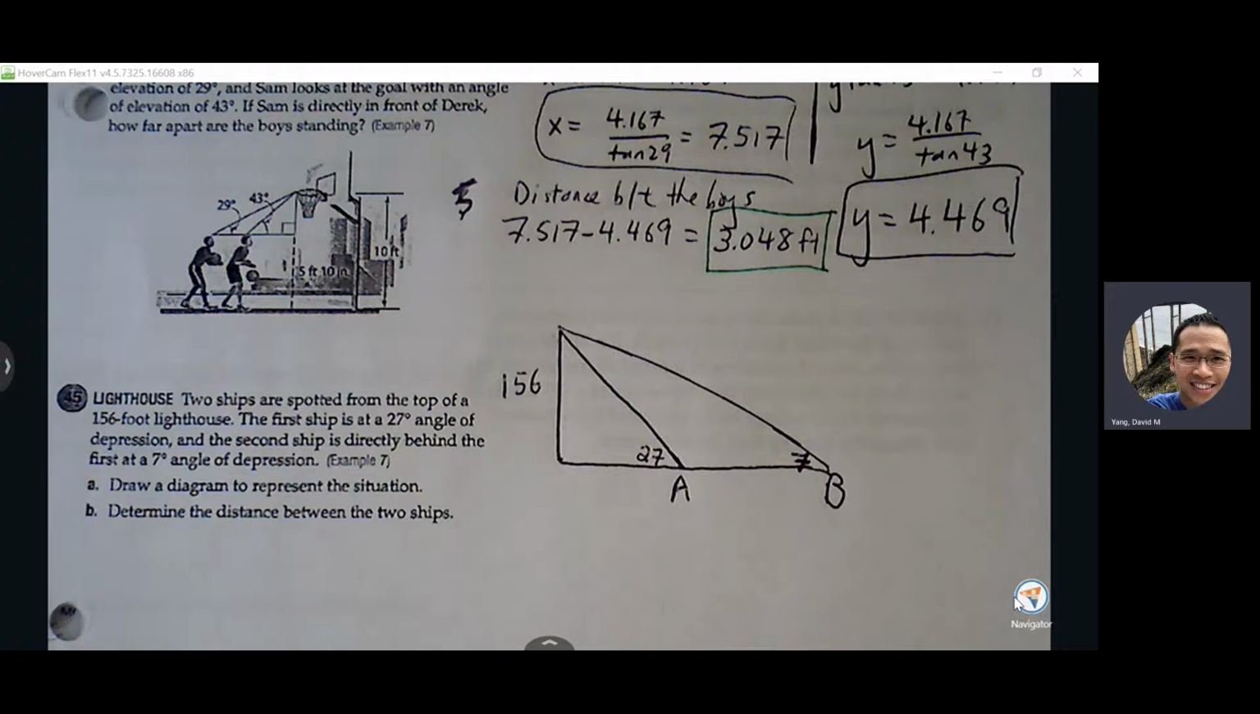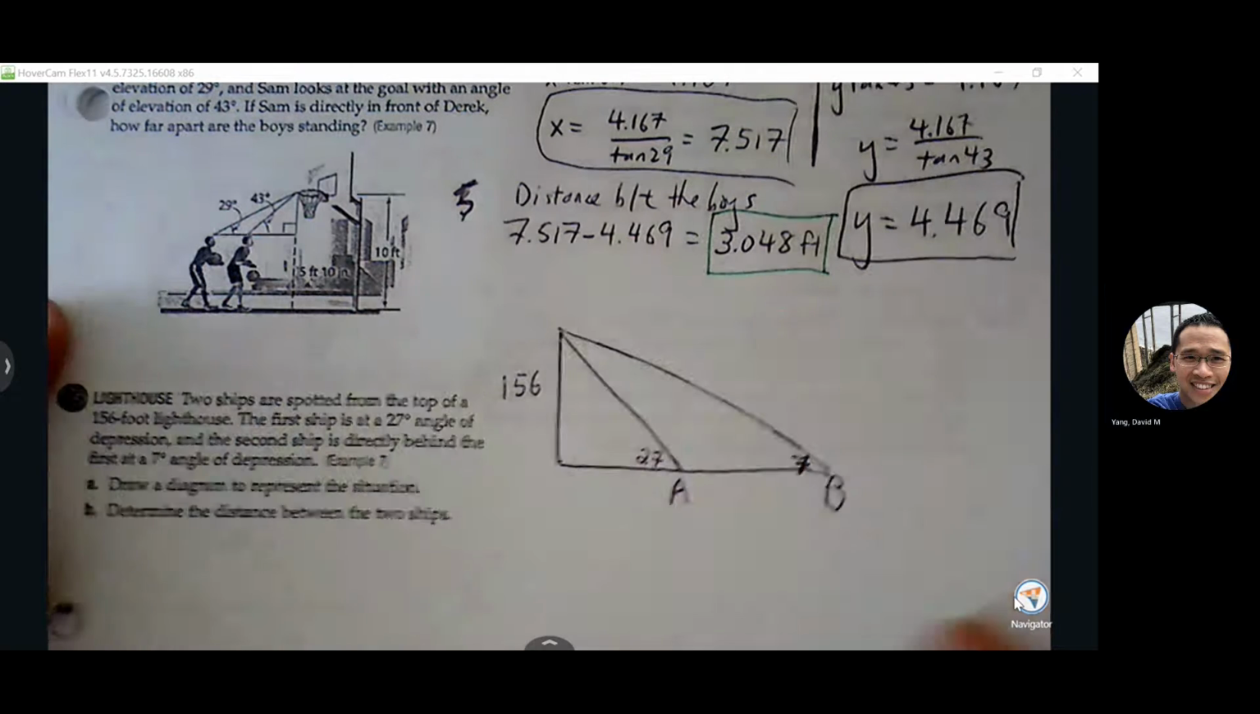Determine the distance between the two ships. Okay, so same idea here. We'll split up into two separate right triangles: one that involves just A, and a second triangle that involves just B. And then we'll find their horizontal distances separately, and then we'll try to put that information together.